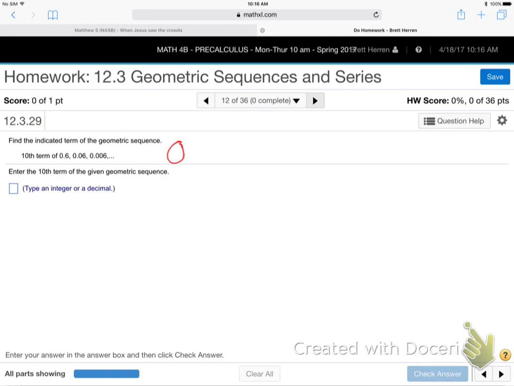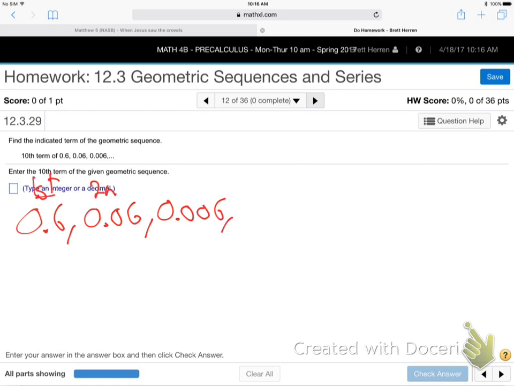So we have 0.6, 0.06, 0.006. This is the first term, the second term, the third term. And they want me to go all the way down to the 10th. They're saying find the 10th term. The thing math does for you is it enables you to see a pattern and thus do something big quickly and easily. That's math, basically.